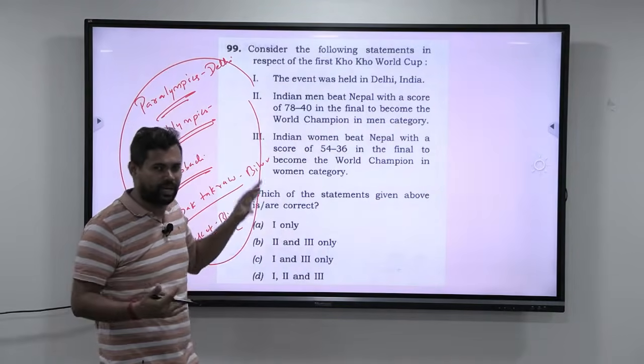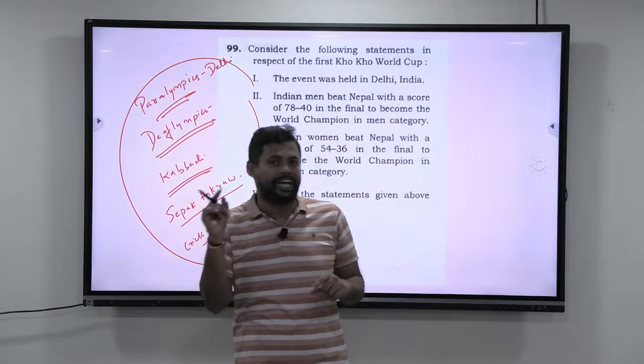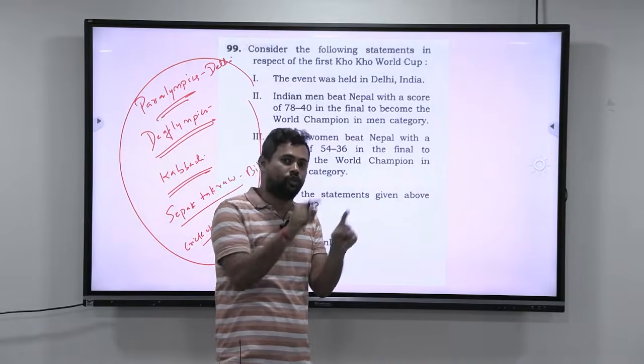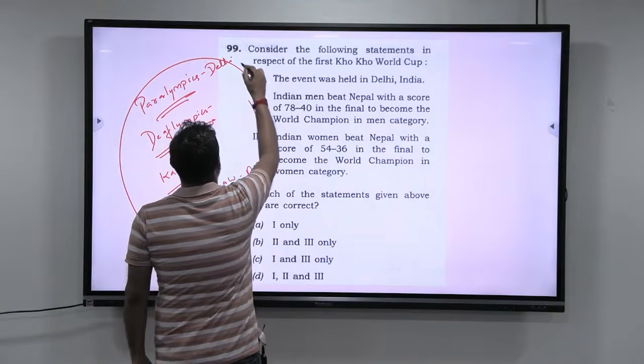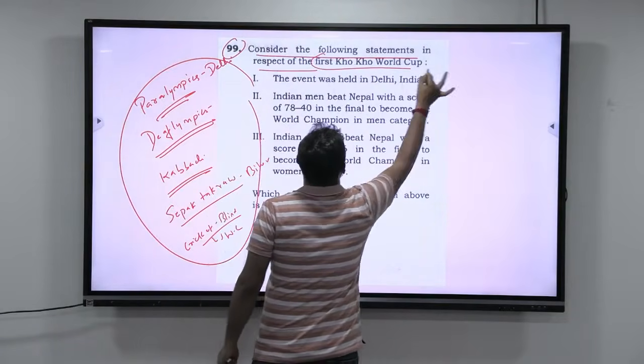But let us look at this question again. This question is purely factual. You know or you don't know. There is no logic here. I also will show you how UPSC will interchange the facts of 2 different statements. Look at this. Let's read out the question 99. Consider the following statements with respect to the first Kho-Kho World Cup.